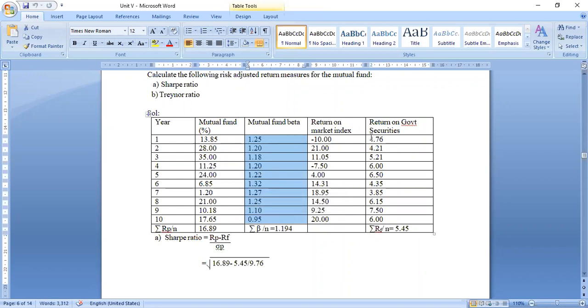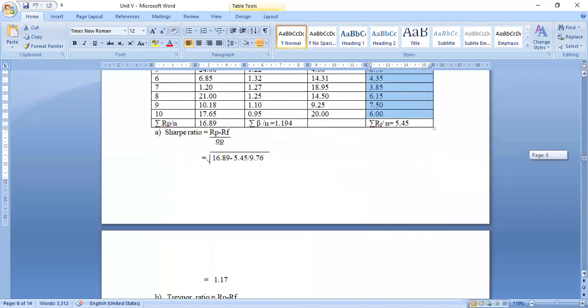And with regard to return on government securities, which is RF, the sum of all the returns on the risk-free rate of return divided by N, we get 5.45. So now, as per the formula, we have RP minus RF, that is 16.89 minus 5.45.